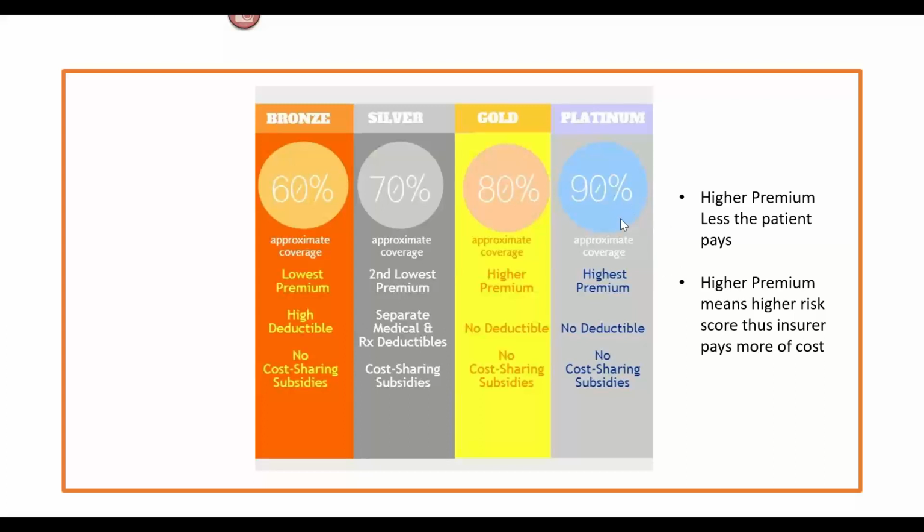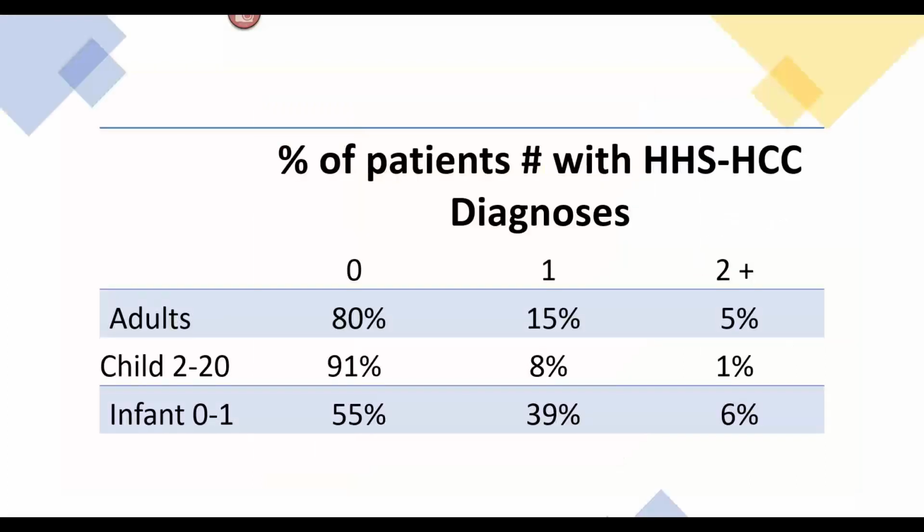The higher the plan, the higher the premium, then the higher the risk score is going to be, because the insurer or the payer is going to pay more of the premium. So you're going to see a significant difference between a platinum and a bronze level risk score. For the purposes of this discussion, I'm just going to use the platinum scores so you can use for comparison.